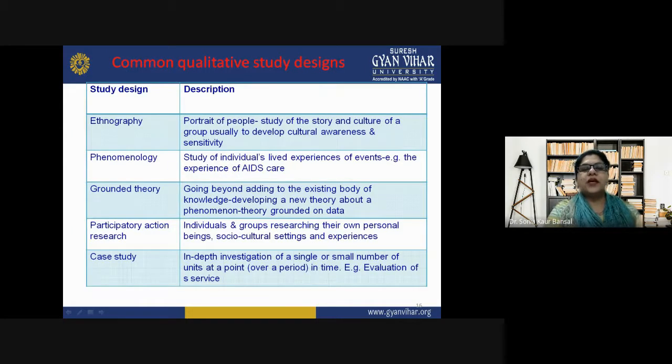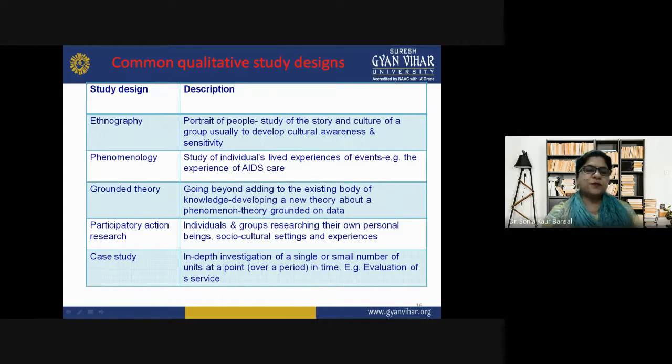Now, students, let's have a look at the common qualities in continuation. When we talk about study design, there is a description related to it. What kind of study design do you have? Ethnography, phenomenology, grounded theory, participatory action research, or case study. These are the types of design we follow in our research.